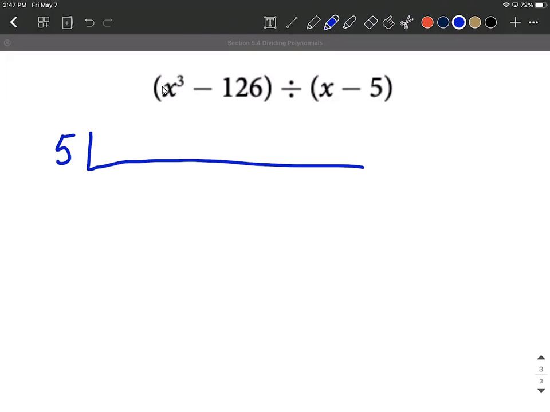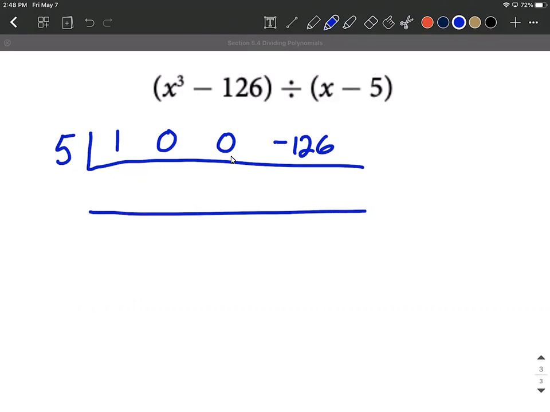You'll notice here that we have 1x cubed, so that gives us a 1, the coefficient here that's going to go up above. But then we skip over a couple powers of x. We don't have an x squared term, so we need 0 x squareds. We don't have an x to the first power term, so we need 0 x to the first powers. And then our constant, negative 126, is going to go last.